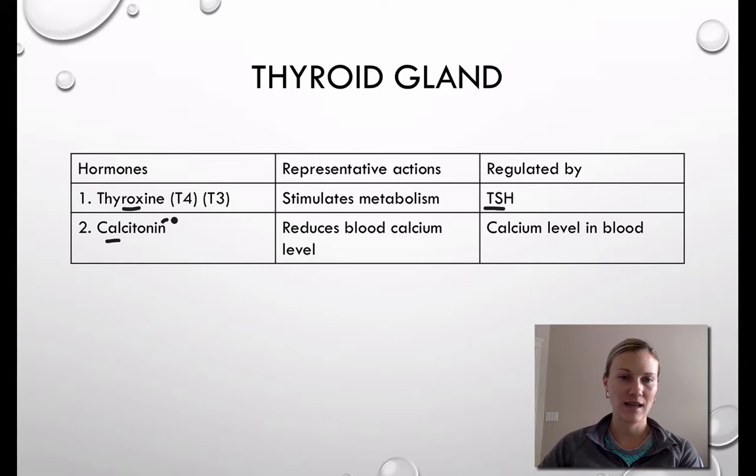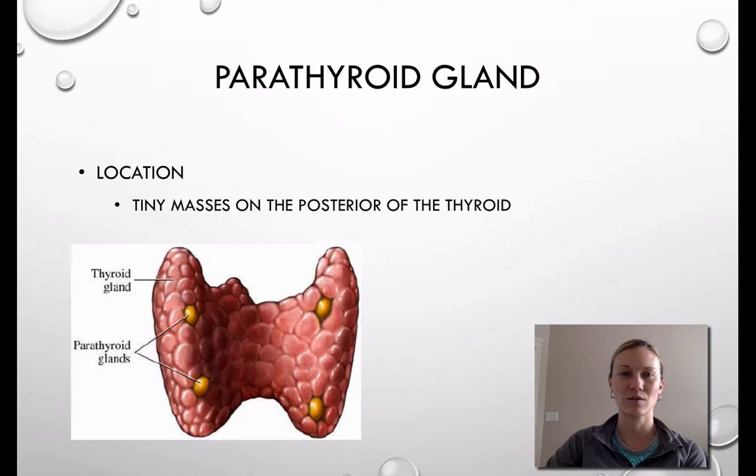I always think, because calcitonin has an N at the end, N for negative, which means it's reducing it. I don't know if that'll help you, but it sometimes helps me remember which one is which, because the next couple will have to do with calcium as well.